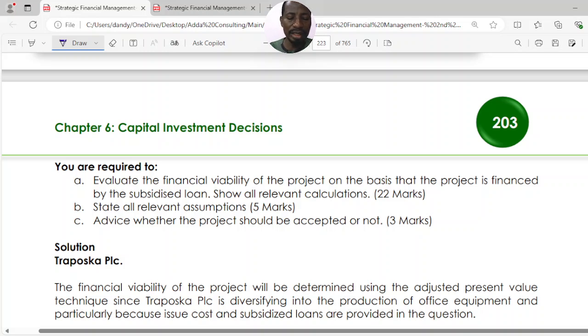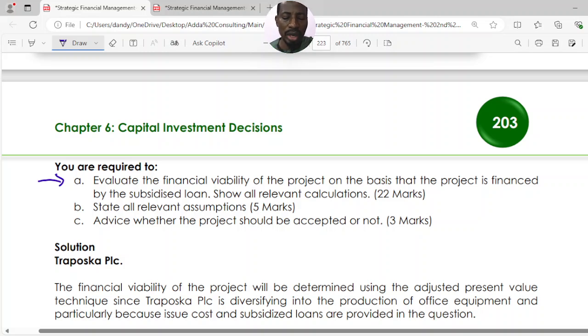You can see that in this question, in requirement A, which carries the highest mark, you have to evaluate the financial viability of the project on the basis that the project is financed by the subsidized loan. In this case, which method are you going to use to appraise the project? There is no difference between NPV and APV as far as the structure of this question is concerned. Therefore, what are you supposed to do?